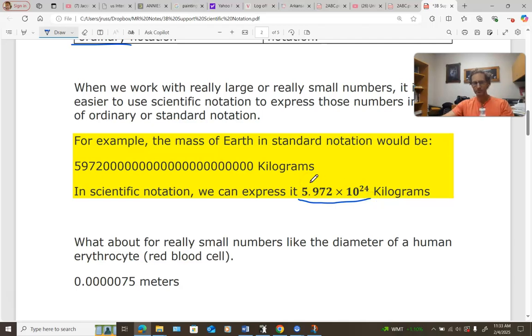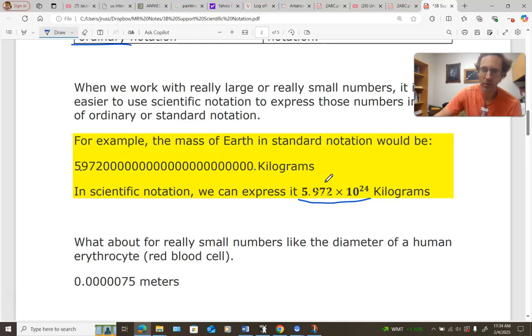So notice, to encapsulate all these zeros and the magnitude of this number, we use a power of 10, 10 to the 24th power. And then notice the 5, 9, 7, and 2 all appear right here, but they appear as a decimal. This big number in ordinary notation has a little understood decimal at the very end. So you move this decimal all the way between the 5 and the 9, because you want the first number here to be between 1 and 10.